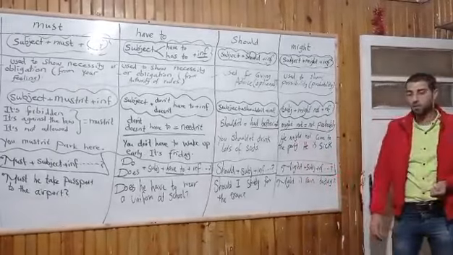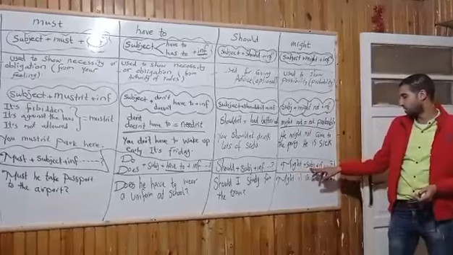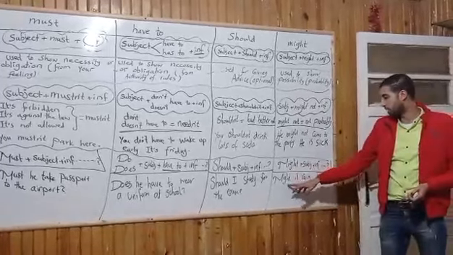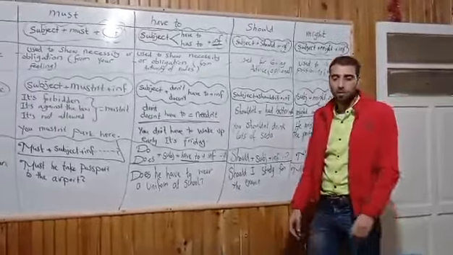In order to make a question, might, we start with might at the beginning, plus subject plus the verb infinitive. Look at this question. Might it rain today? Of course, the answer would be yes, it might, or no, it might not.